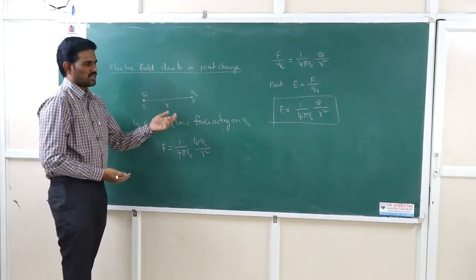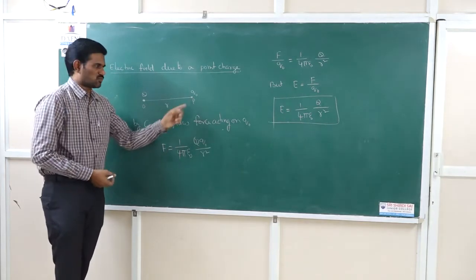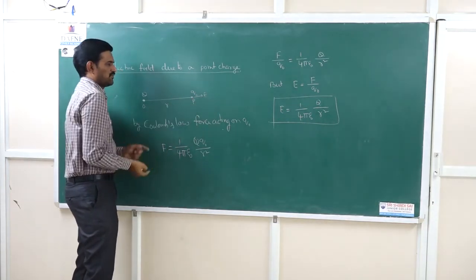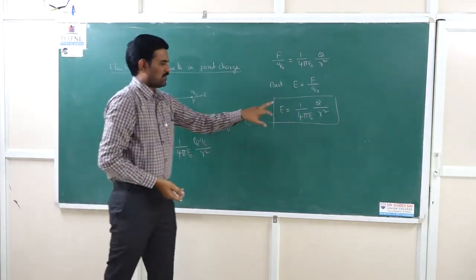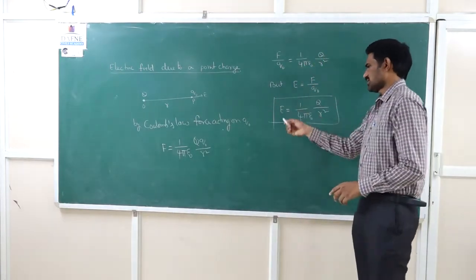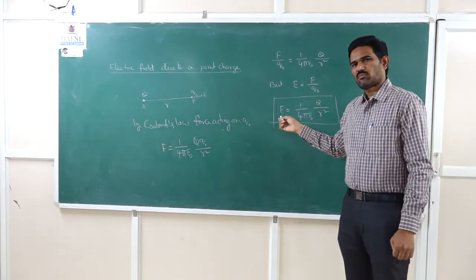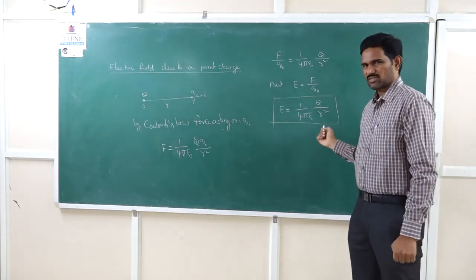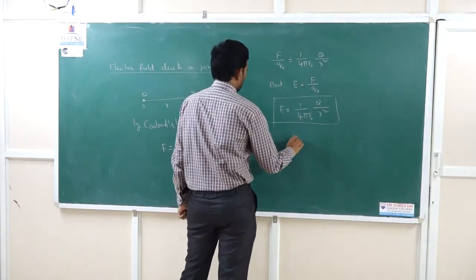And the direction, as we discussed previously, if it is a positive charge, is away from the charge. So here the direction of the field will be like this, away from the charge. If it is a negative charge, it will be towards the charge. So the direction we can decide depending on the nature of capital Q. Here you can observe that the electric field strength due to a point charge is inversely proportional to r square.